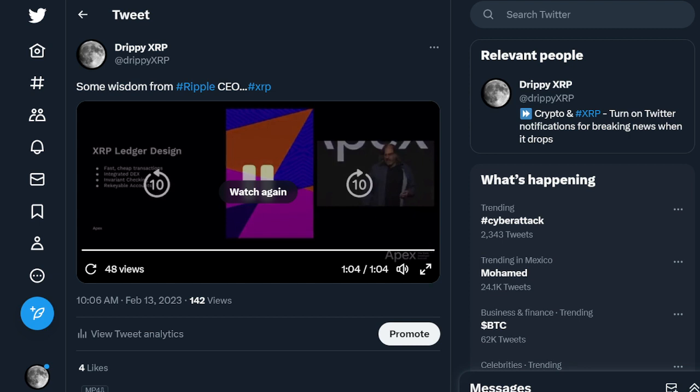I'm going to lead with this clip here of David Schwartz, Ripple CTO, talking about a big difference between Bitcoin and XRP. Specifically, this key trait is why I think XRP is much more likely to be adopted than a lot of other tokens by CBDCs as a bridge currency.